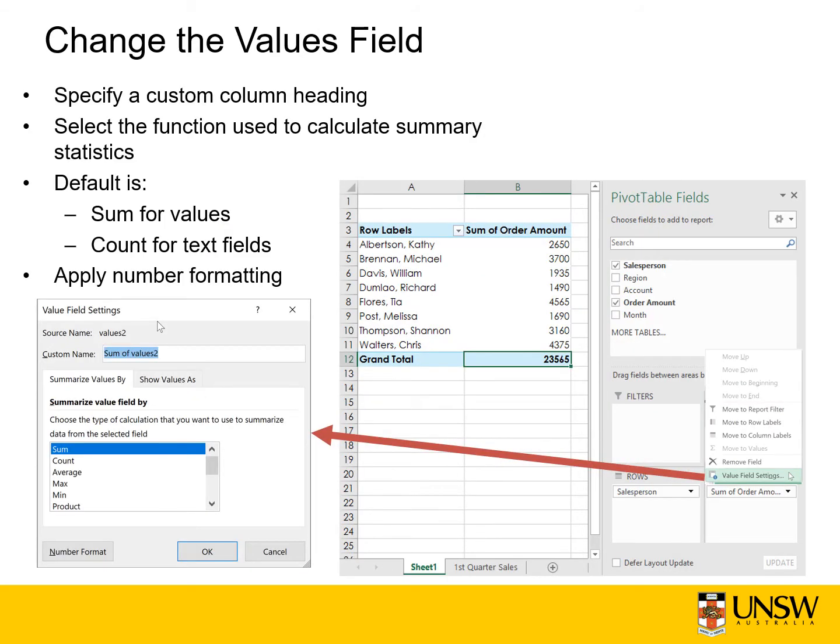If you want to modify the column heading and number format or change the function that is used to show the grand total, go to the value section, click the field name, then click Field Settings to open the Value Field Settings dialog. In order to modify the column heading, type the new name in the Custom Name box. For changing the default function, select the desired function from Summarize Value Field By. And finally, to change the number format, click the Number Format button.